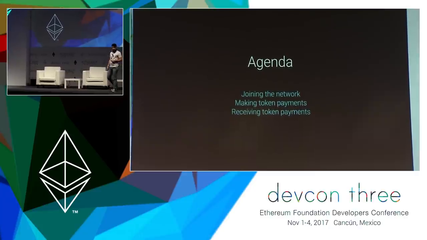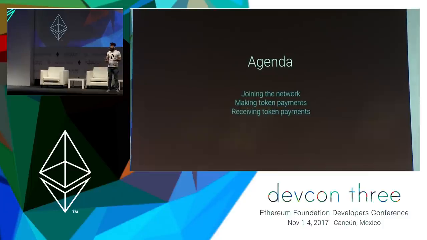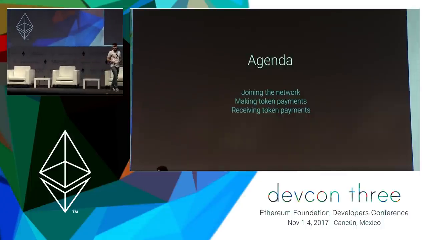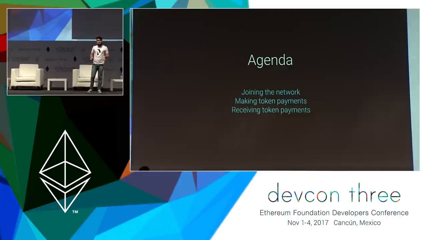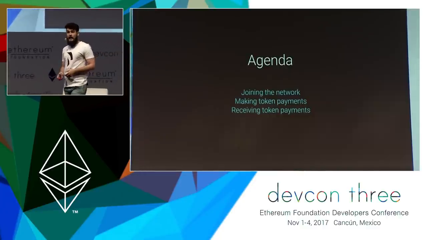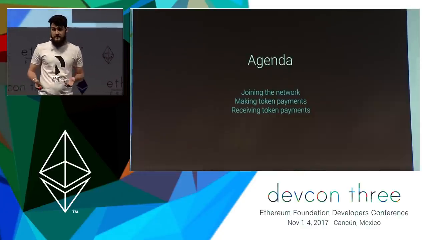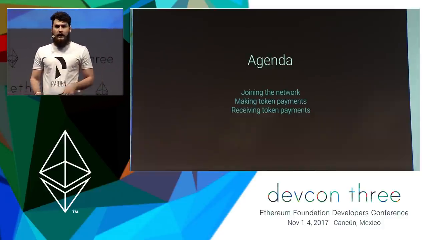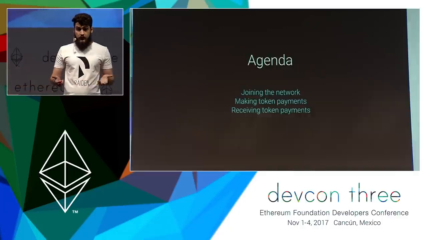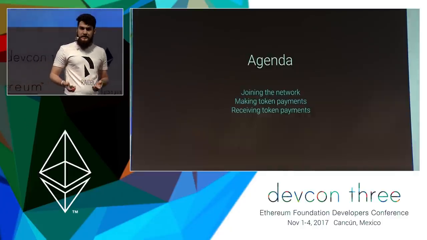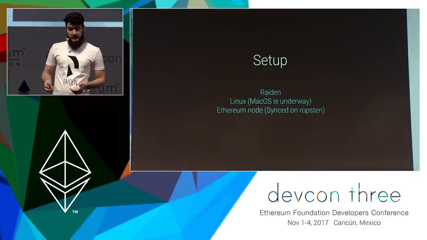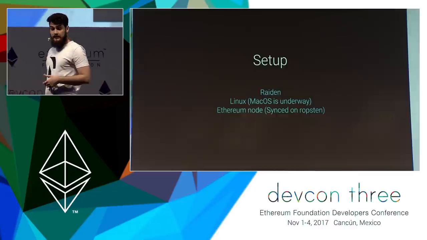For Raiden, we're going to talk about the Raiden APIs. Raiden is exposing an HTTP RESTful API so that you can use it to build applications on top of it. The goal of my presentation today is to explain to all of you how you can use Raiden to build apps. To that end, we're going to talk about how you can join the Raiden network, once you have joined, how you can make transfers, and how you can react to transfers that your node has received. So that's the agenda.